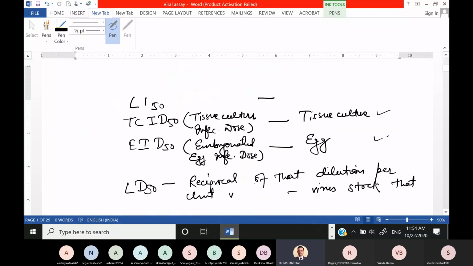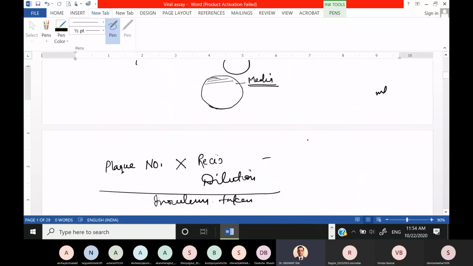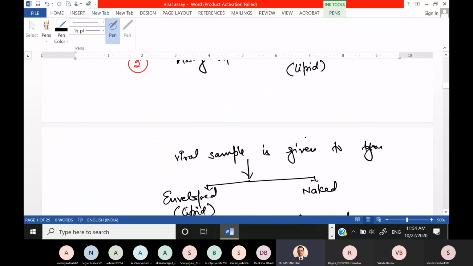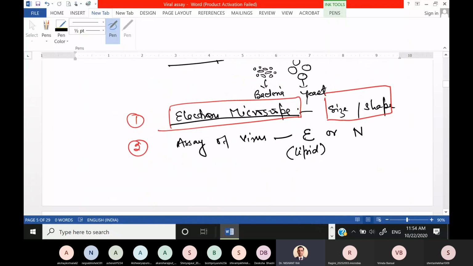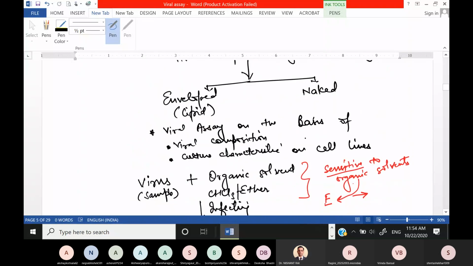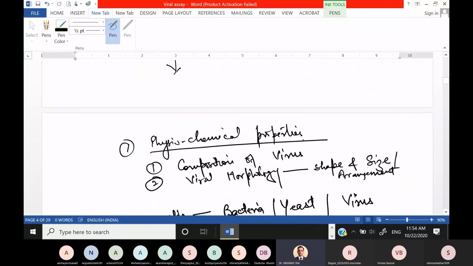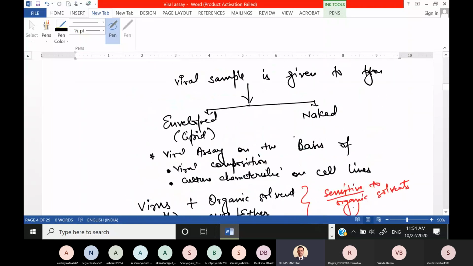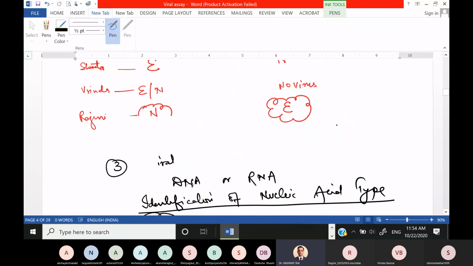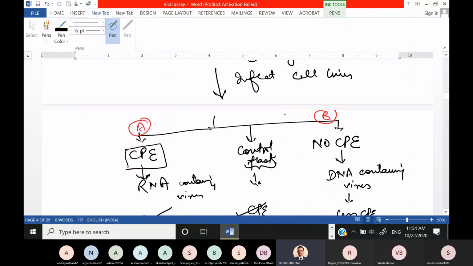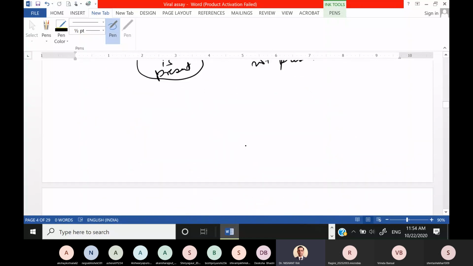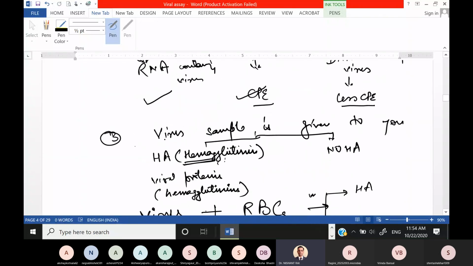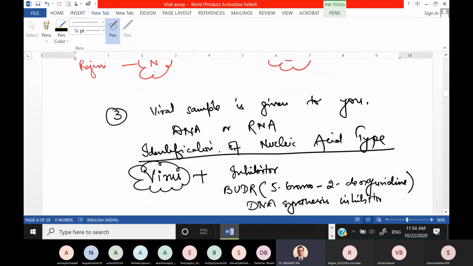So please go through it, and if you have any query you can ask me. So in today's lecture, if you have any query, it is open. I am again opening this slide. कोई भी question में doubt है you can ask me. So first was on the basis of its size and shape, electron microscope. Second was whether it is enveloped or naked, whether it is DNA containing or RNA containing, whether it is hemagglutinin protein containing or not containing. That is one. So any doubt, any query, can ask.